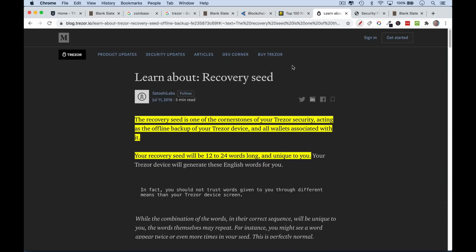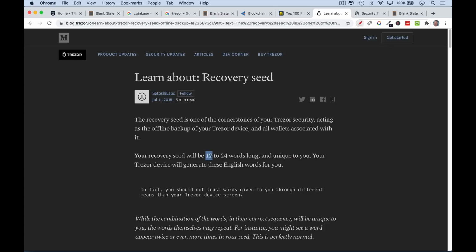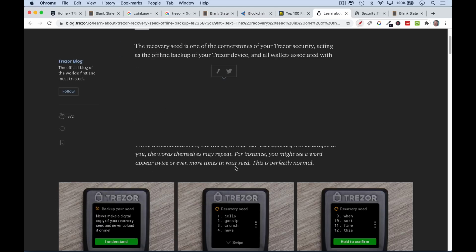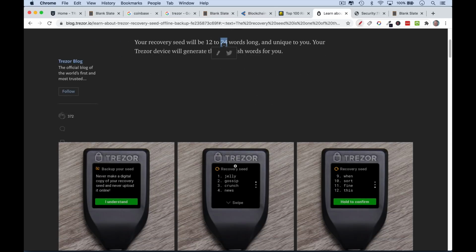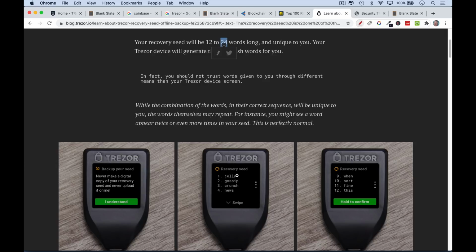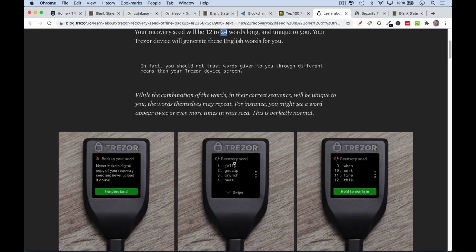Now, when you set up your Trezor, for example, you will create what's called a recovery seed. A recovery seed is a series of words in a certain order. It's usually 12 words or 24 words. And when you first set up your Trezor, it will create these 12 words for you. And you can see, for example, here in this middle image, recovery seed, they're going to be 12 words here, presumably 12 or 24. Jelly, gossip, crunch, news. And these are basically a recovery for your Trezor hardware wallet.